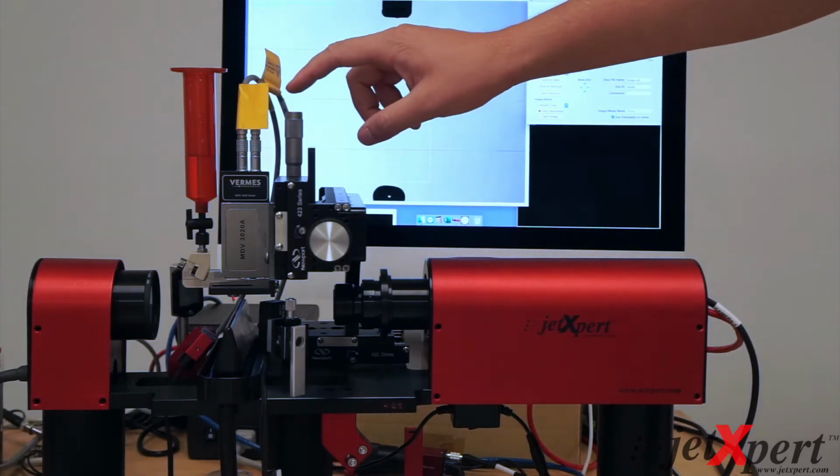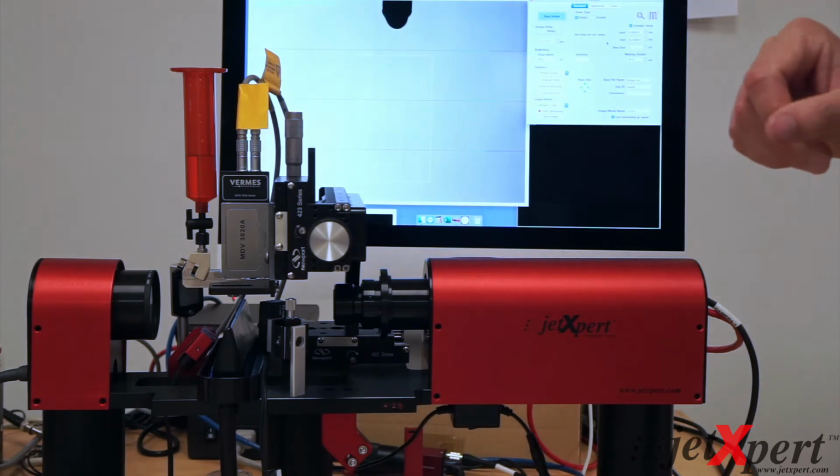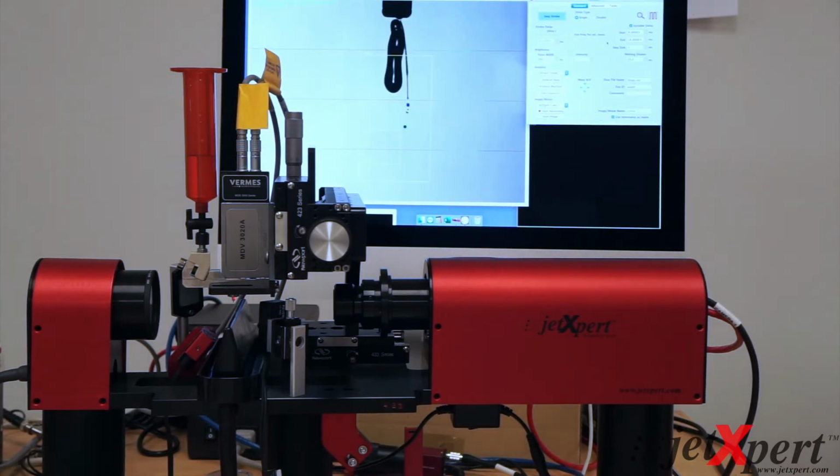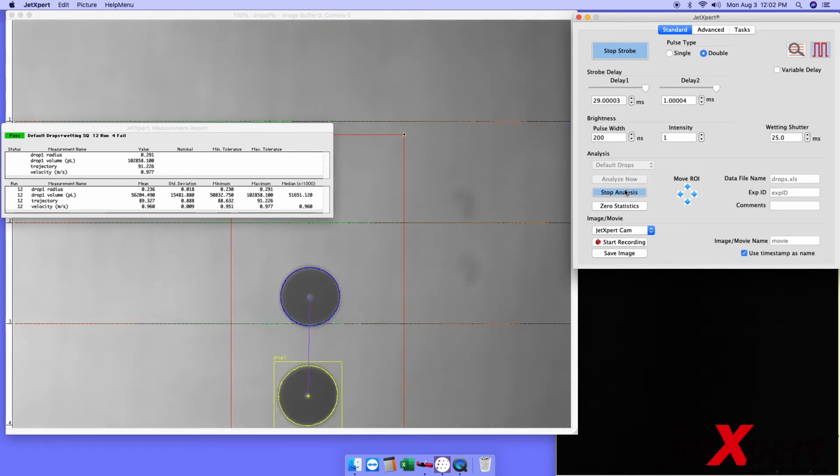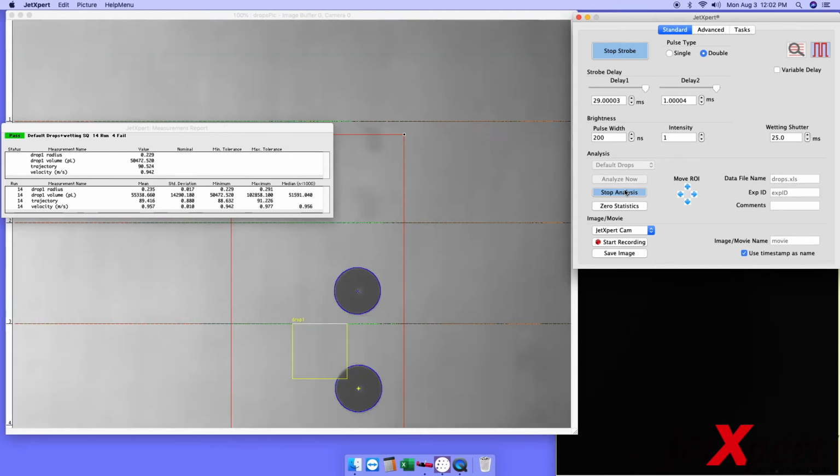We also have a microadjust stage here, so we can raise the dispenser up, allowing us to measure the drops at a greater distance from the dispenser, in case we want to measure the volume and the velocity of the drop where it would impact with the substrate.